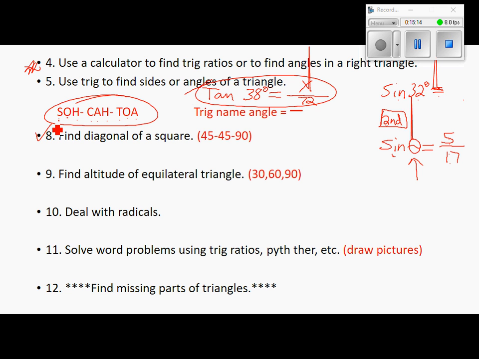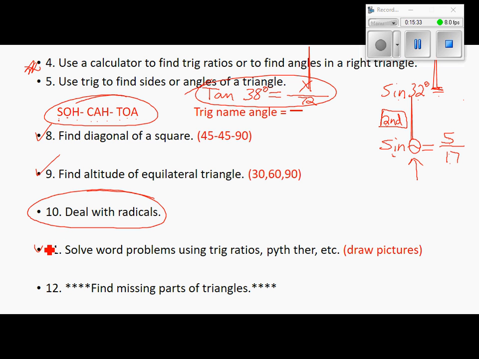Diagonal of a square, we already talked about that. Altitude of an equilateral triangle, that was with the 30, 60, 90 triangle, we talked about that. Be able to deal with the radicals. Don't just change them all to decimals, because some of the answers on the test are in radical form. So be able to deal with them.